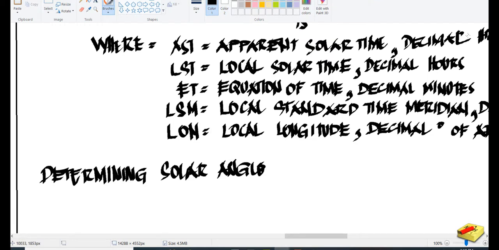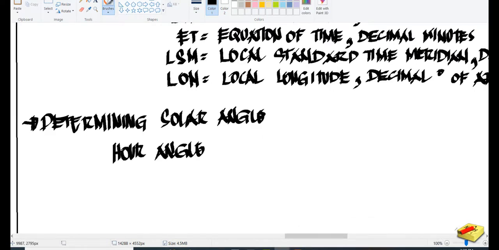Okay, so for determining the solar angle, the sun's position in the sky is sometimes conveniently expressed in terms of solar altitude, which is the angle above horizontal, and solar azimuth, measured from the south. These angles in turn depend on the local latitude, and you have your solar declination, which is also a function of date, that will be shown on the table later on.